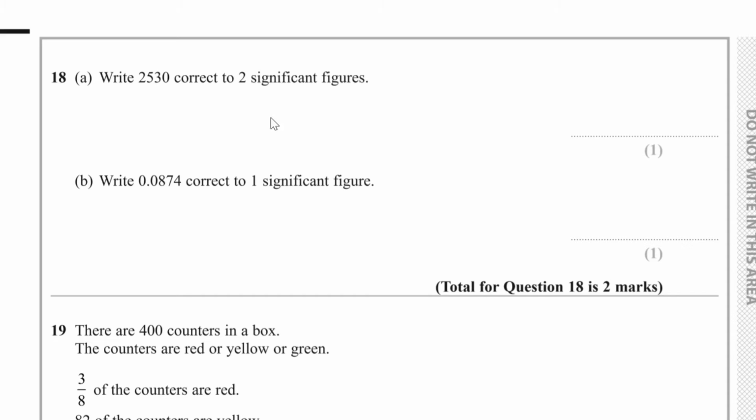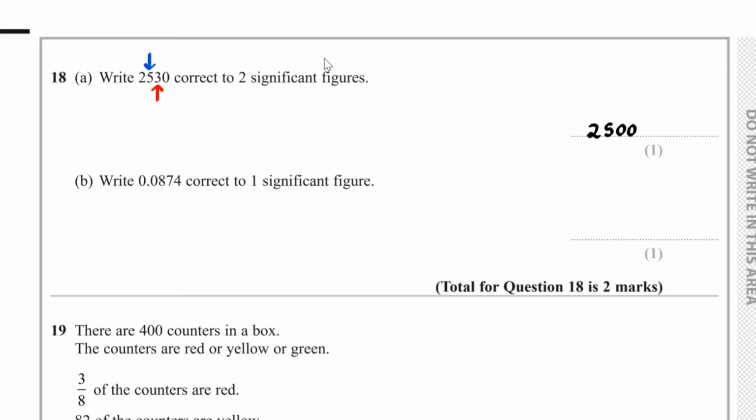Question number 18. For part A, we have to write 2,530 correct to 2 significant figures. Well, if I take a look at the third figure, which is this 3, that's less than 5, so we don't need to change this 5. So we have 2,500.